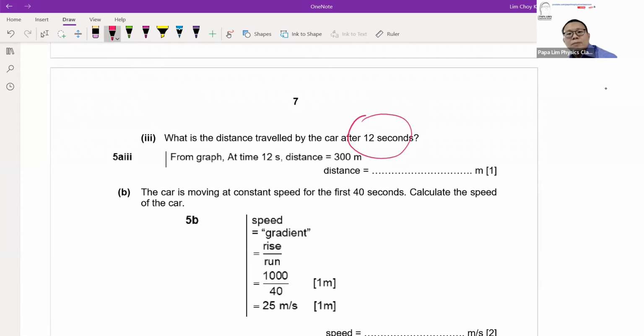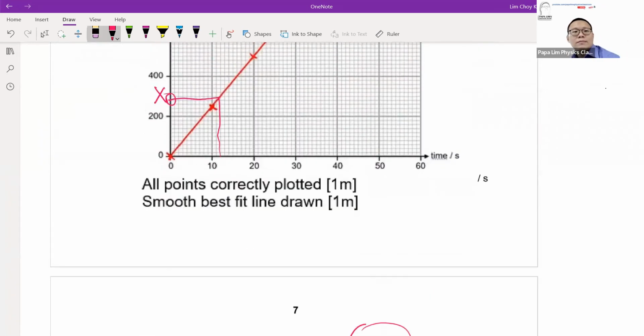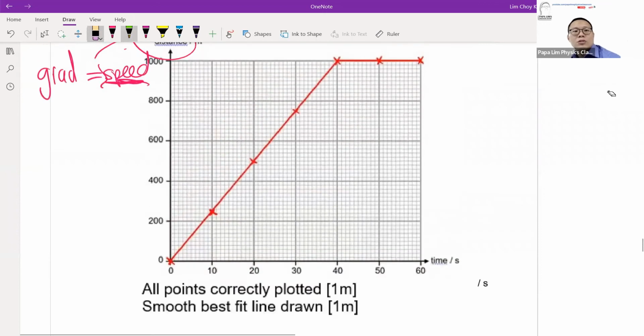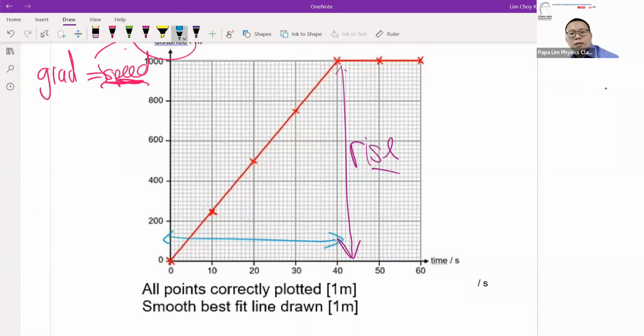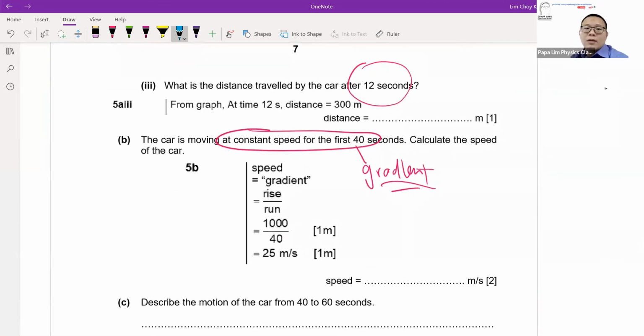Now, moving at constant speed for the first 40 seconds. This is what you mean. In a distance time graph, when we're looking at the speed, we are looking at the gradient. So the question is actually asking you to calculate the gradient. You can use your rise over run. The change in your rise will be here, followed by your run, which is 40 seconds. Rise over run, or change in y divided by change in x, gives you the gradient, and the gradient is also the speed of the object.